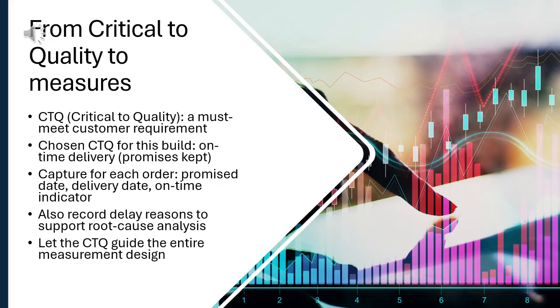Critical to quality, or CTQ, is a customer requirement you must meet. Choose one CTQ and convert it into measurable attributes. For this build, we use on-time delivery. Customers care about promises kept. We will capture each order, its promised date, its delivery date, and whether it was on time. We also capture delay reasons. That feeds root cause analysis later. The CTQ guides the entire design.